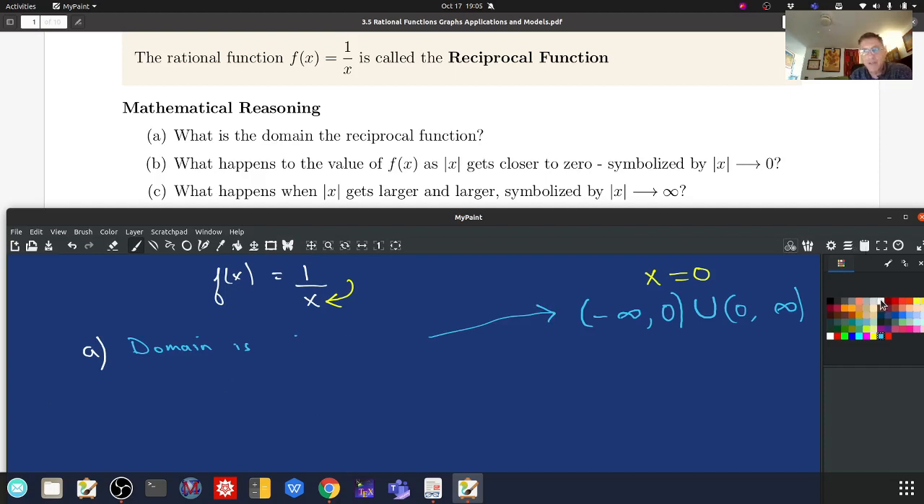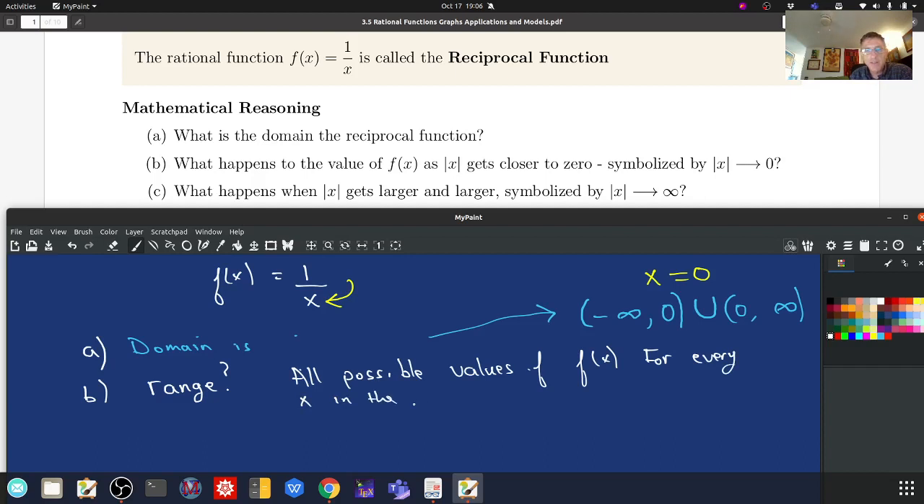So let's ask another question. What is the range? So remember, the range is all possible values of f of x for every x in the domain of f.